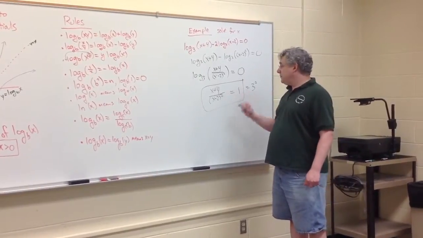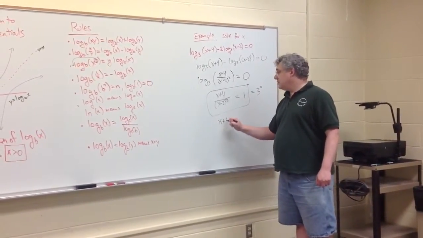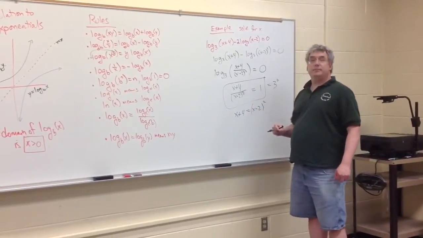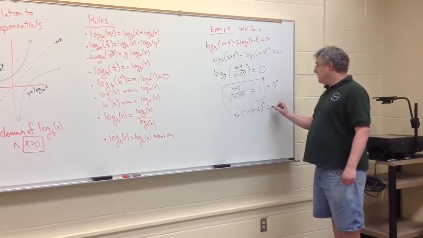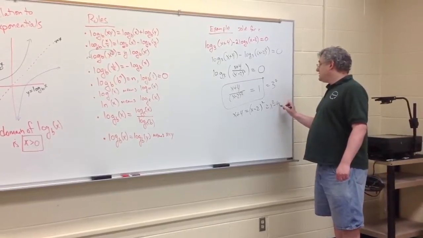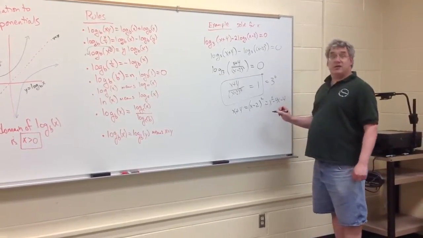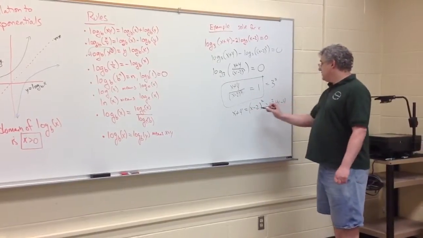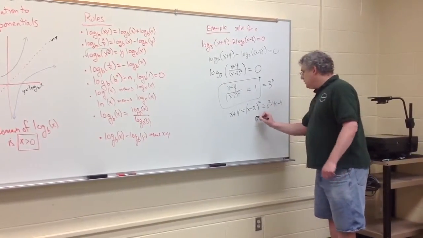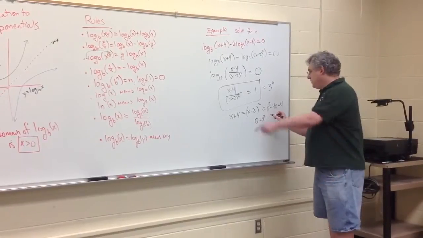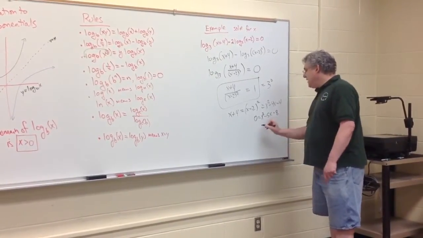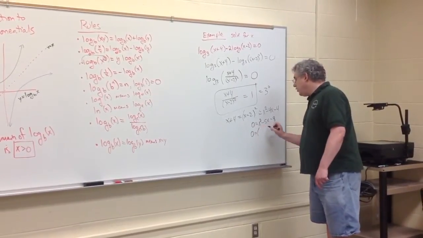I can multiply it by the bottom. x plus 4 equals x minus 2 quantity squared. What do I do now? I multiply that out. x squared minus 4x minus 4. Now I've got a quadratic. There's no logs, it's just a quadratic. Bring the x, bring the 4, I get 0 equals x squared. Subtract x, so minus 5x. Subtract 4, minus 8. That should factor, I hope.